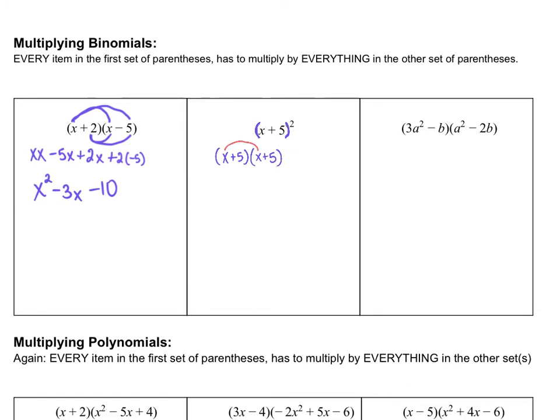So if I take that first x and distribute it, x times x is x squared. Distribute the x to the 5, and I get a positive 5x. All right, but I can't forget to distribute every term in that first set of parentheses. So going back to that 5 and distributing, 5 times x gives me another 5x, and then plus 5 times 5. All right, so if we combine some like terms here, we get x squared plus 10x, because 5x plus 5x, and then plus 25, because 5 times 5 is 25.